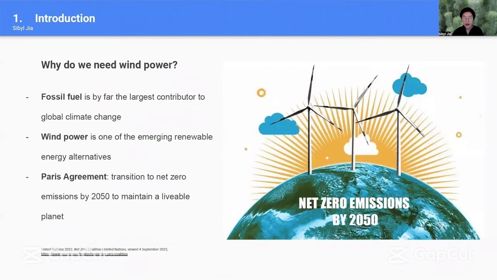So why do we need wind power? Wind power is one of the emerging alternatives against burning fossil fuels, which is by far the largest contributor to global climate change. In order to preserve a livable planet, as stated in the Paris Agreement, fossil fuels must be replaced by renewable energy in order to reduce emissions to net zero by 2050, and wind power could be one of the clean substitutes. So now let's discuss its CO2 emissions.